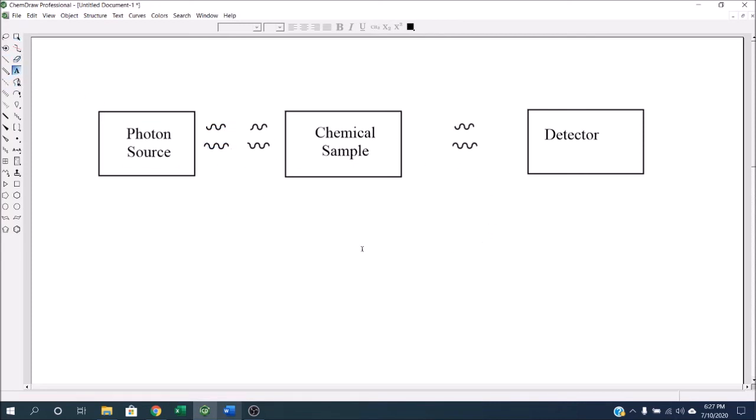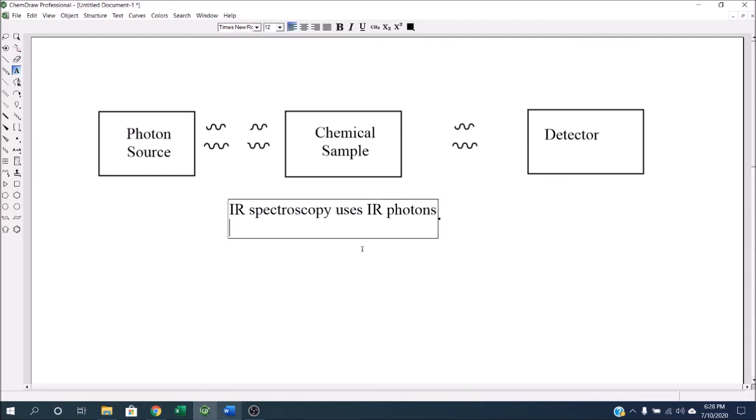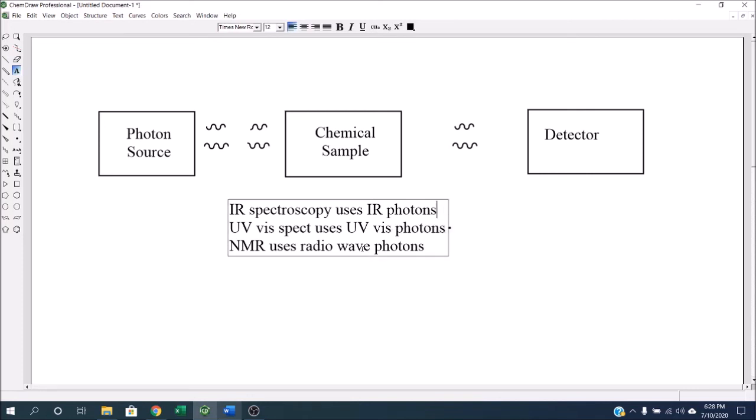And again, IR spectroscopy uses IR photons, and UV-VIS spectroscopy uses UV-VIS photons. You might say, well, that seems kind of obvious. Why would you say that? Because there is a third type of spectroscopy that we're going to talk about later, referred to as nuclear magnetic resonance imaging, NMR, or in the medical field, MRI, and that uses radio wave photons. So these are the three different types of photons that we typically use.